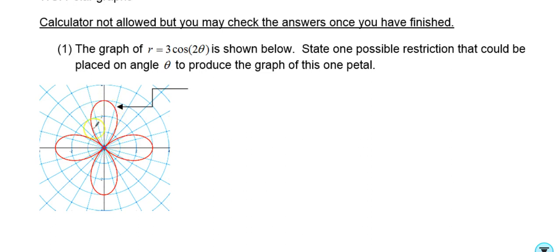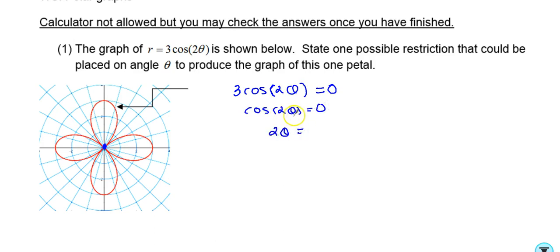So what's the pattern here? 3 cosine 2 theta is equal to 0. Put the radius at 0. So how many times do you come back from the center to here, from here to here? Let's take a look: 3 cosine 2 theta equals 0. This is the reason you learn how to solve trig equations in pre-calculus. So I can say cosine 2 theta is equal to 0.